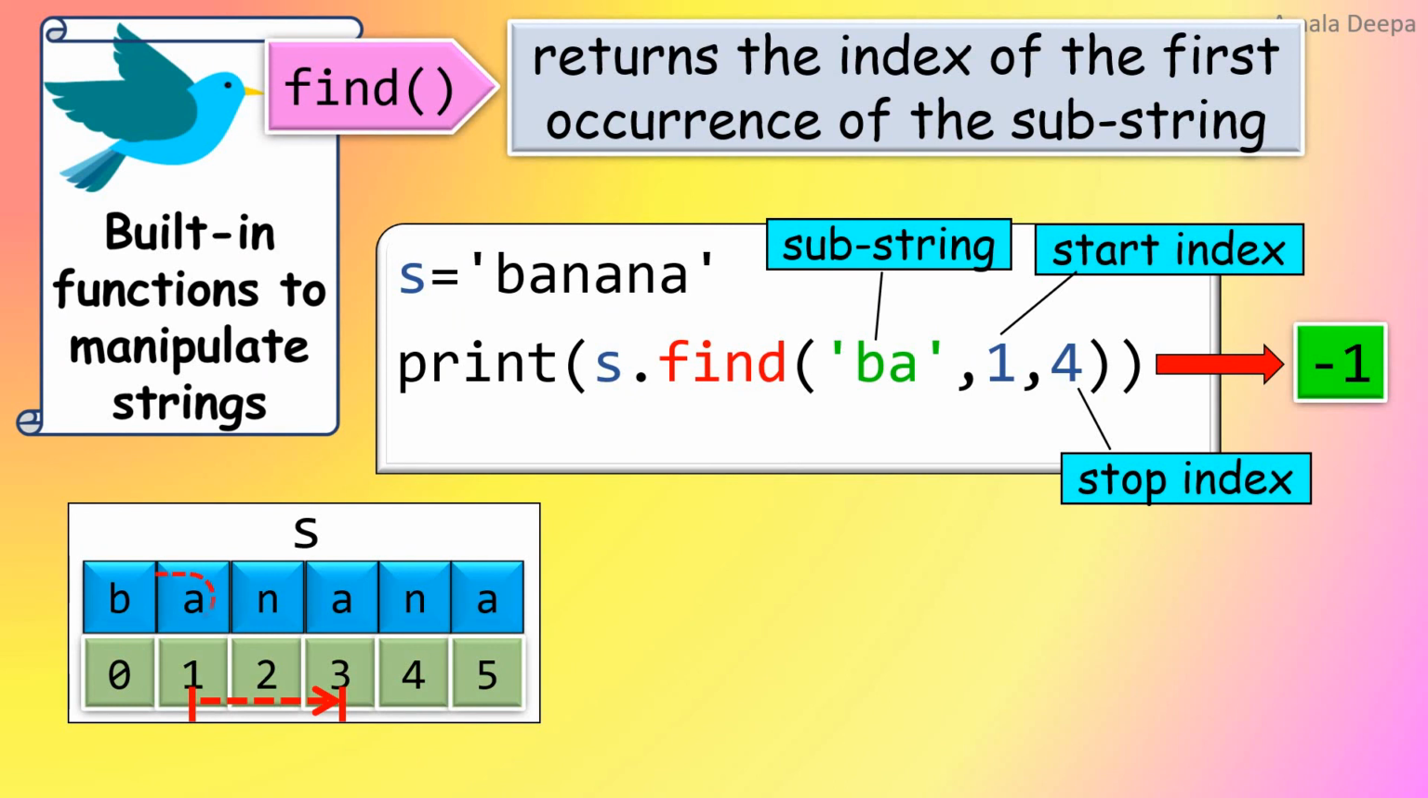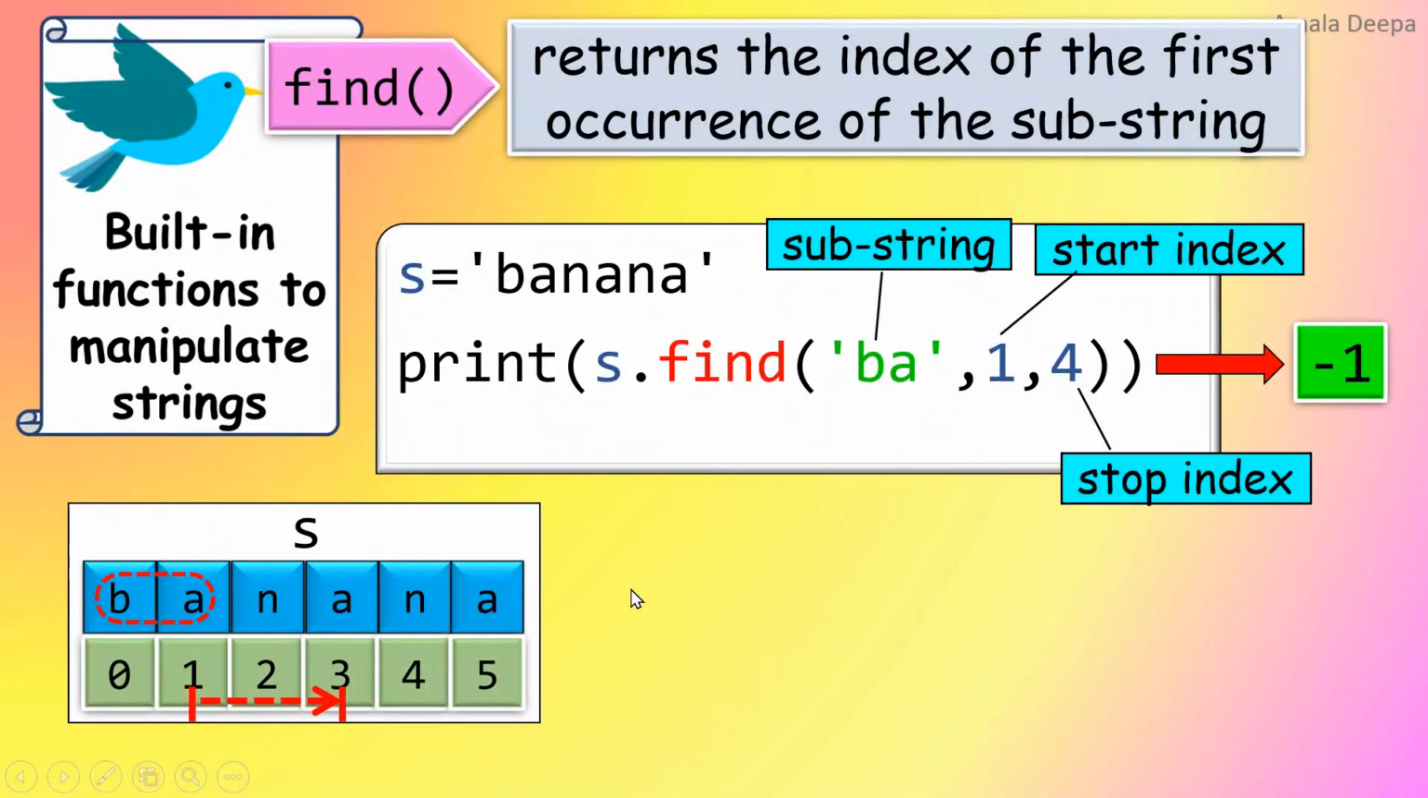So what is the meaning? Even though BA is present in the string, here it is not present in this range. So it is present out of the range 1 to 3. So that is why here the find function is giving the result as -1.